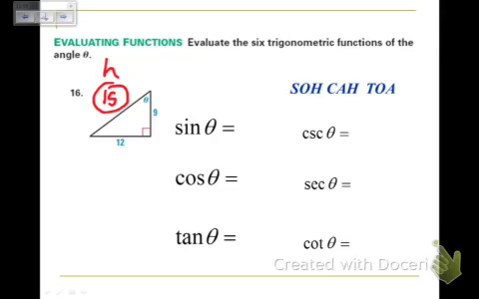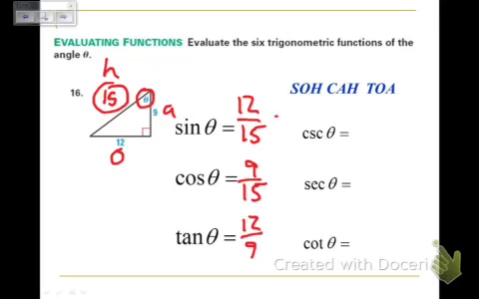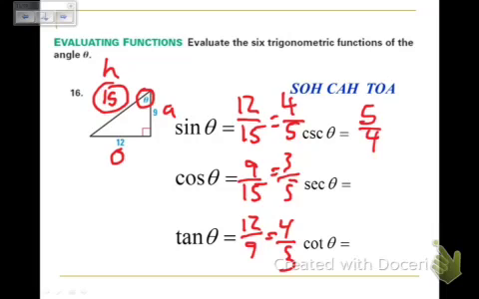So we're comparing it to theta here. 12 is my opposite, 9 is my adjacent, and 15 is the hypotenuse. So I go ahead and plug those in. I get sine 12 fifteenths, cosine 9 over 15, tangent 12 over 9. And again, I would simplify these: 4 fifths, 3 fifths, and 4 thirds. Then when I find the other ones, the cosecant, secant, and cotangent, I just flip it: 5 fourths, 5 thirds, and 3 fourths. And we are finished. So finding these trig functions is the key.